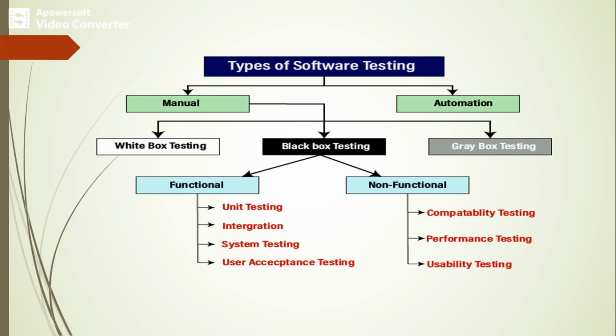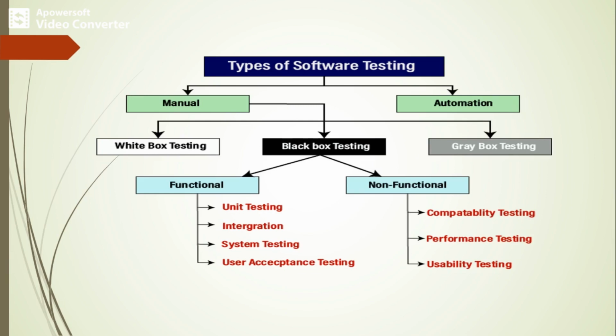So non-functional testing is nothing but that which is not related to the code or the software, but related to the product, like the product's compatibility, the product's performance, and the product's usability. So these are the three basic steps which we are following under non-functional testing. Both functional and non-functional come under black box testing. So now, this is about your types of software testing.